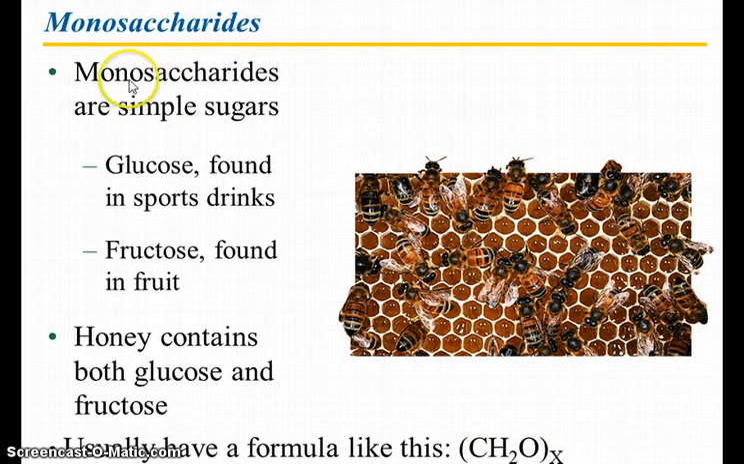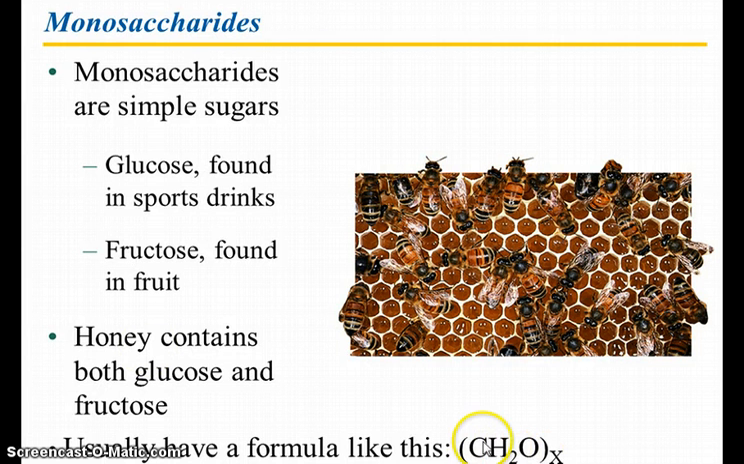Okay, mono, one, saccharide, sugar, one sugar. So those are little individual sugars. Like glucose and fructose. High fructose corn syrup, that's fructose. It's very, very sweet. We love it.